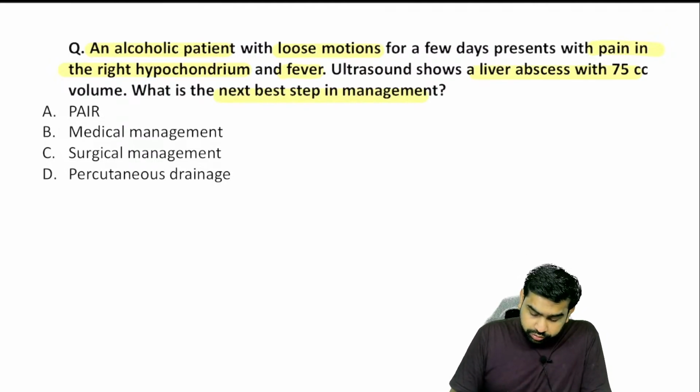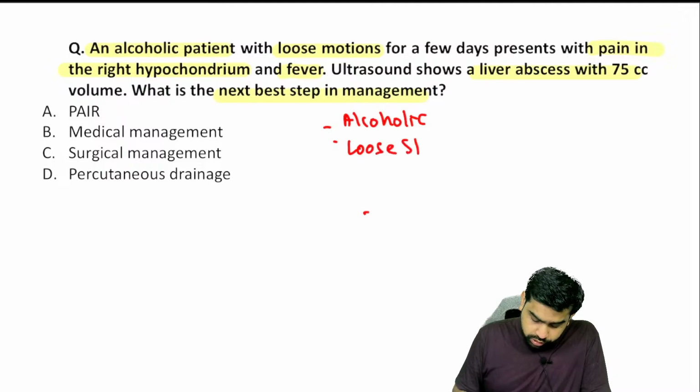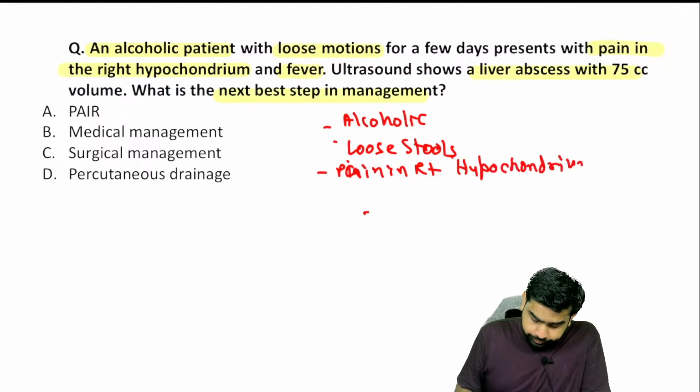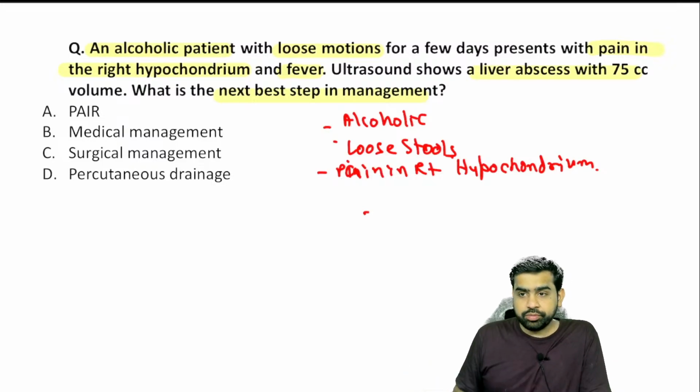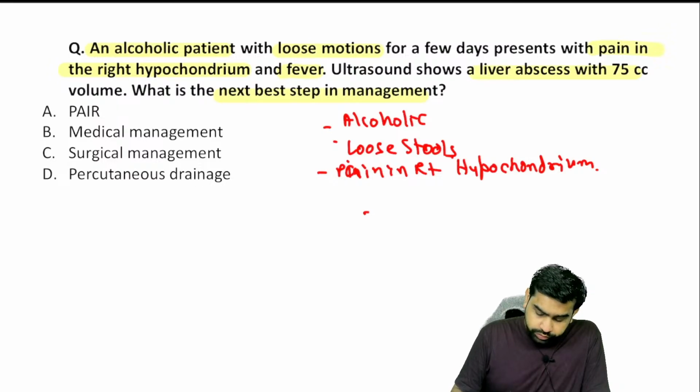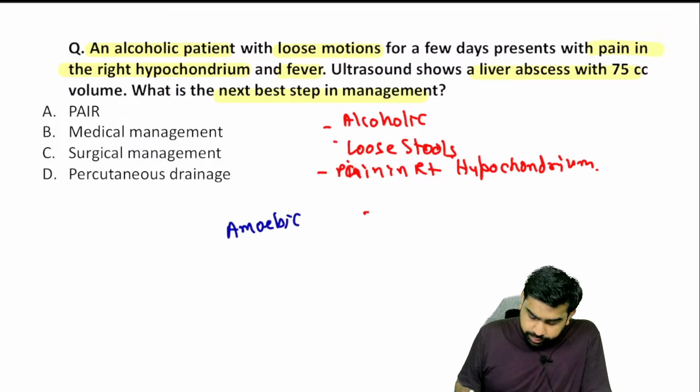Here, what you need to understand is that there is a patient who is alcoholic. The patient is having loose stools and pain in the right hypochondrium. And there is a liver abscess. First of all, let me know what is the diagnosis of this particular patient. The answer is, it is an amoebic liver abscess. This is an amoebic liver abscess.